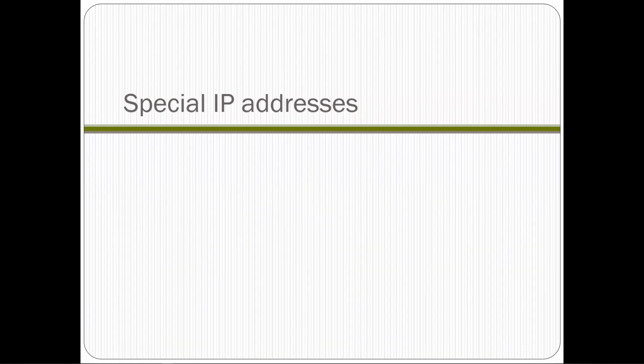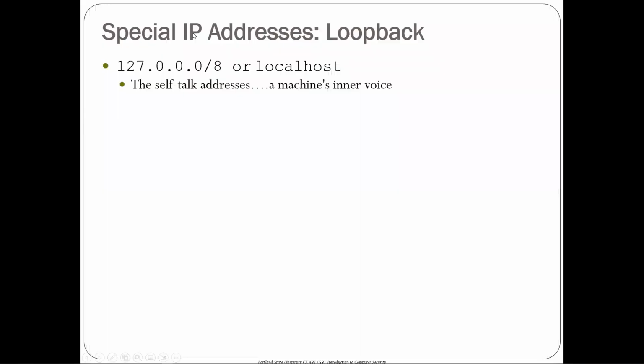There are some special IP addresses that we need to be aware of when we are using the network. The first set of special addresses is what we call the loopback addresses. And this is specified as a CIDR prefix, 127.0.0.0/8. How many addresses are part of the local host or loopback address if you have a /8?